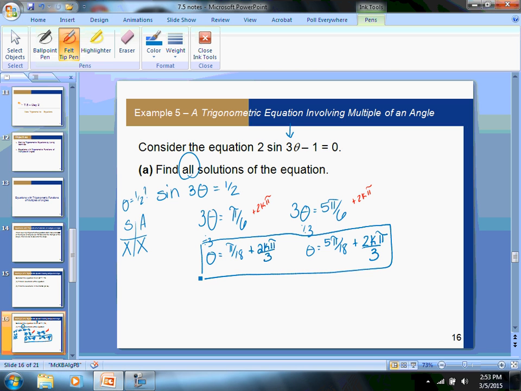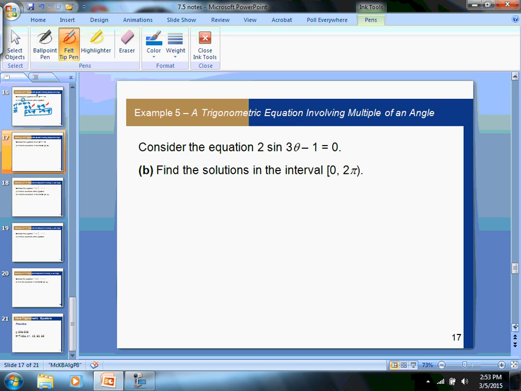Now, we had a part B that said find the solutions on the interval 0 to 2 pi. Let me write my solutions from part A again. I have pi over 18 plus 2k pi over 3, and then I also had 5 pi over 18 plus 2k pi over 3. Those are my two solutions that I got. But now they want me to find the solutions just from 0 to 2 pi, so one trip around the unit circle. So this is where we need to think of the values for k.